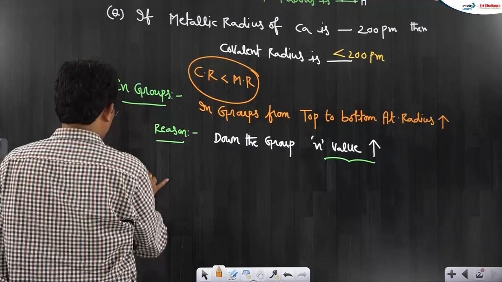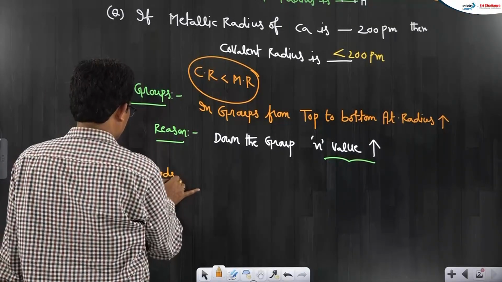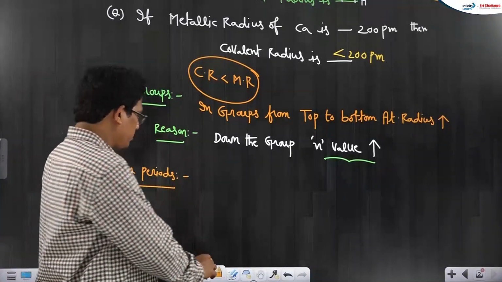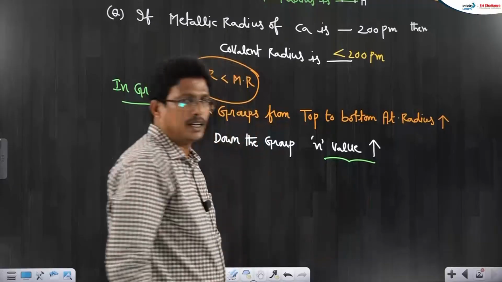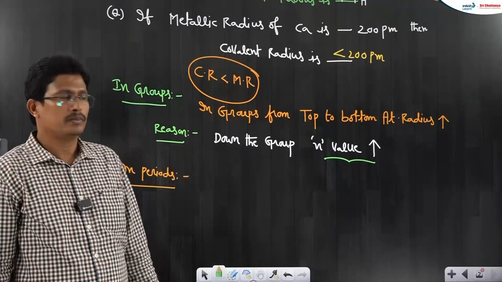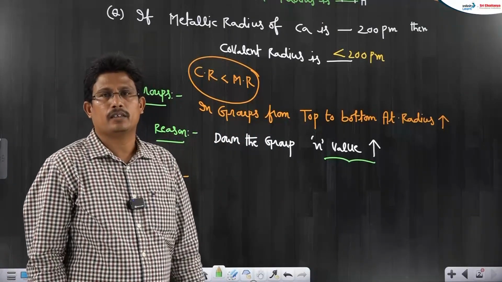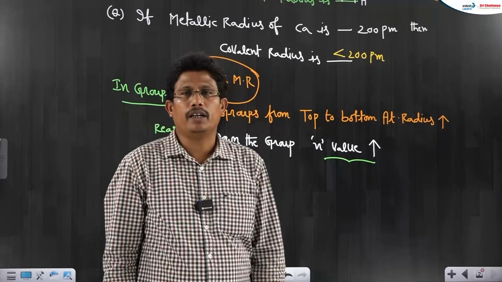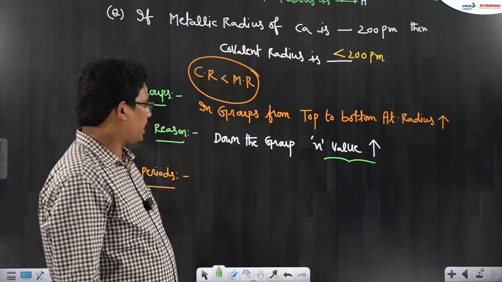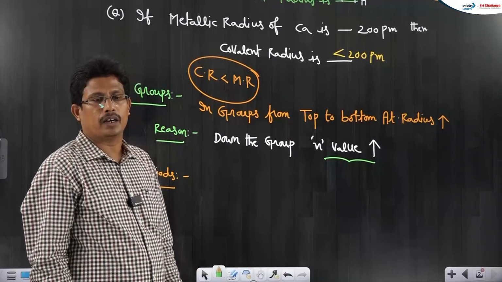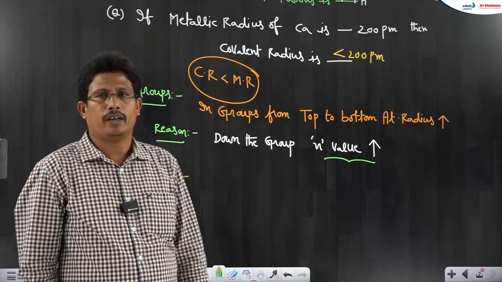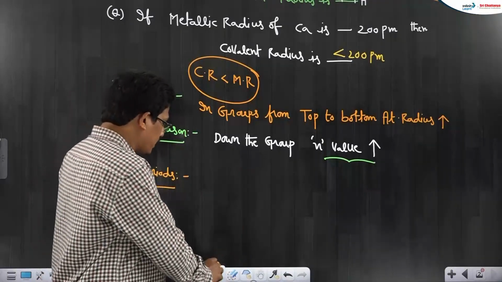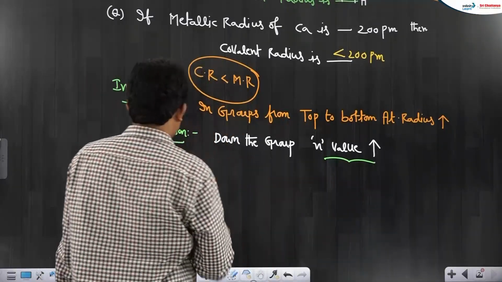What about the trend in periods? If you observe, in a period from left to right, atomic radii decreases up to halogen. From halogen to noble gas, radii increases, because in halogens the measured radii is covalent radii, and in noble gases the measured radii is van der Waals radii. Van der Waals radii is always 40% greater than covalent radii.